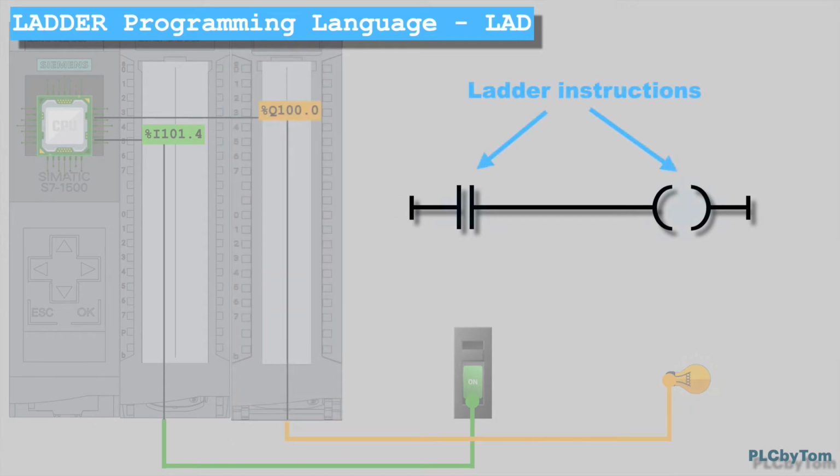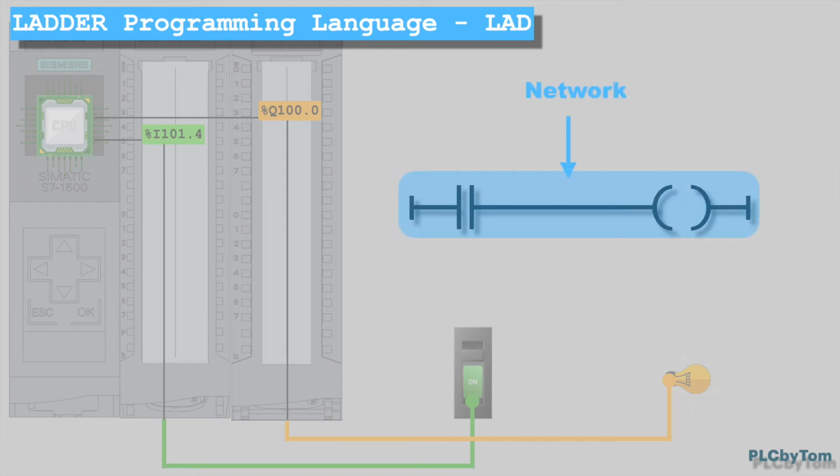Shown two objects are ladder instructions. At the left side is one NO contact used to check status of some memory location. Then at the right side is the coil symbol used to write some result of logical operation to the memory location. A set of ladder instructions is called network.